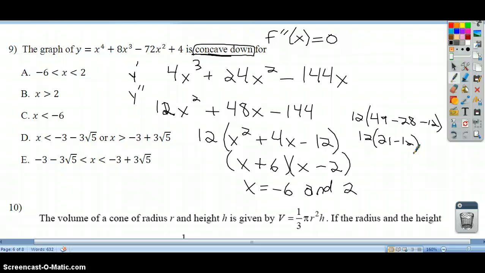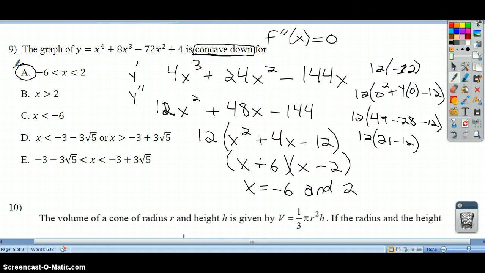And 0 is an easy number to try between there. So if we do 0 squared plus 4 times 0 minus 12, we do find that it is 12 times negative 12, which is negative 144. So between negative 6 and 2, it's negative. The graph is going to be negative, so that is going to be concave down. And 2 is an inflection point. So if it's concave down between those two values, after 2, it's going to go back to concave up. So I know that my answer is A.